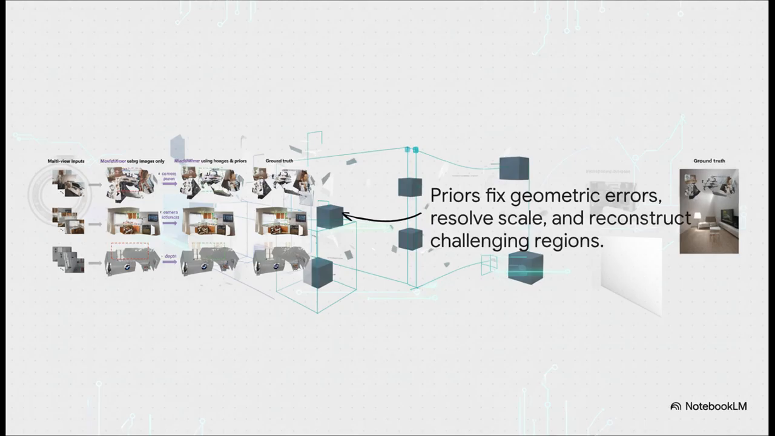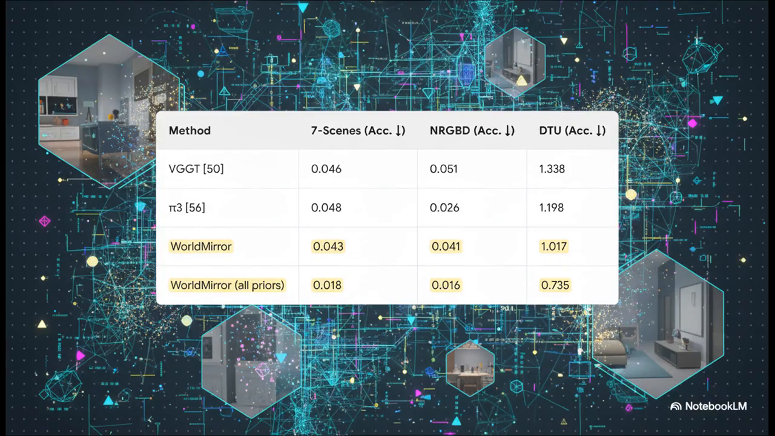It's okay, but it's got that floaty, distorted, slightly weird vibe. Now, look what happens when you feed it those priors. Bam! Everything just snaps into place. The geometry gets clean, the scale feels right. It's the difference between a blurry sketch and a sharp architectural blueprint. It's night and day. Let's talk hard numbers for a second, because these are pretty staggering.